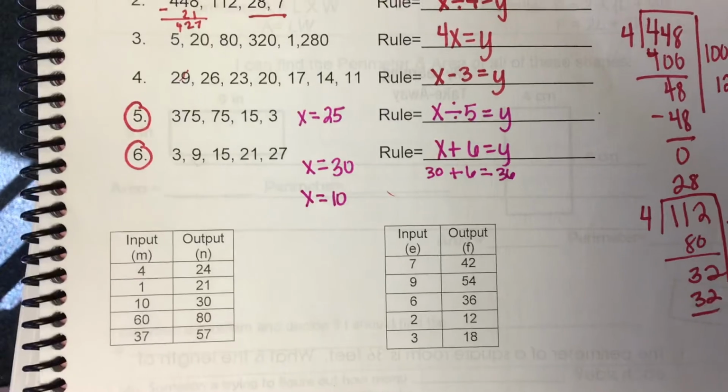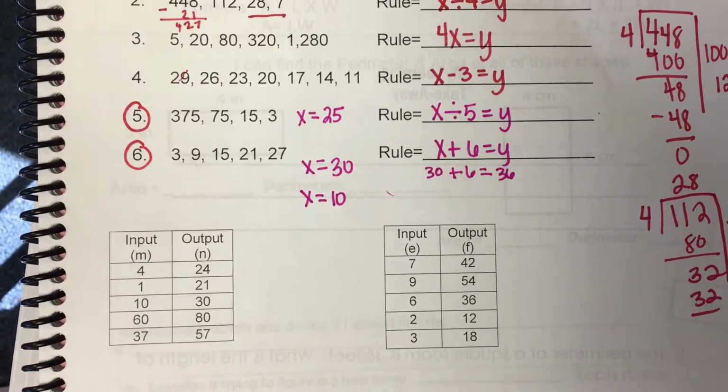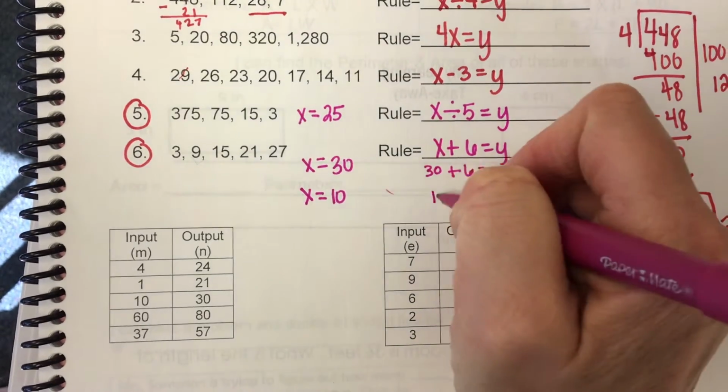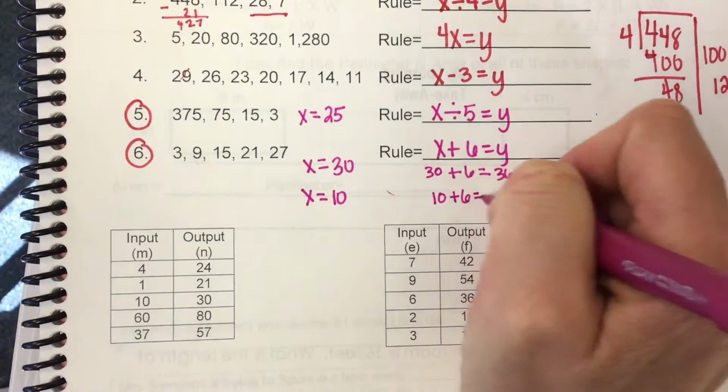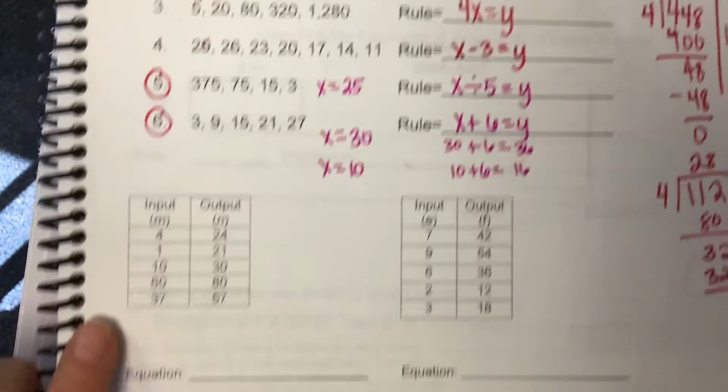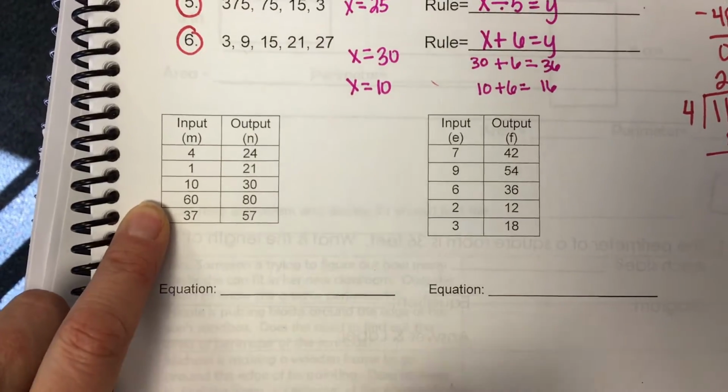Then what would my Y be? If my X was 10, what would my Y be? Sam? 16. Then I would replace the X with the 10 plus 6, and it would equal 16. Okay, so the rule has to apply to every case. Okay? Now, let's look at this one.